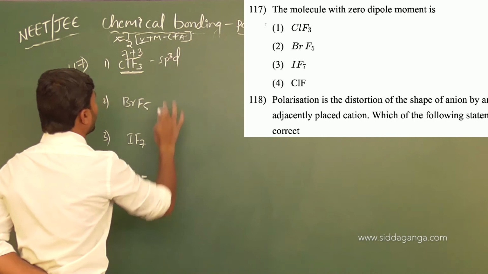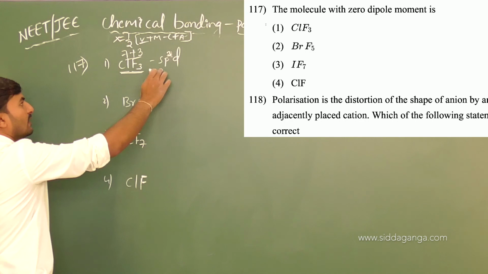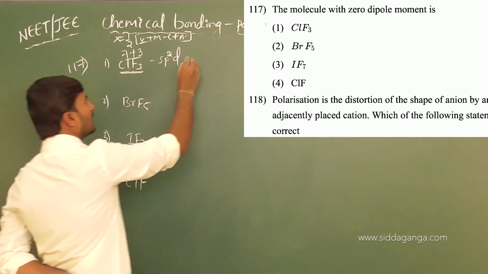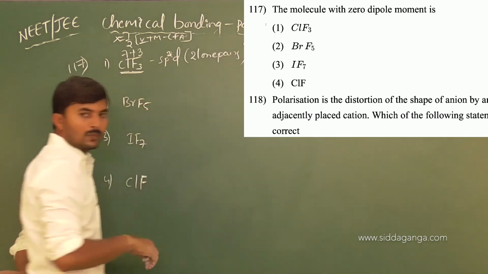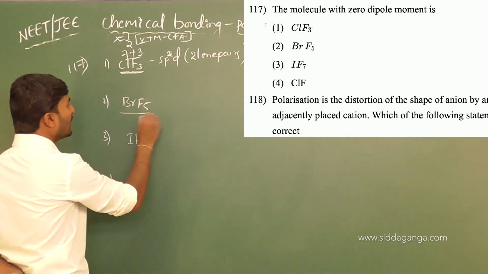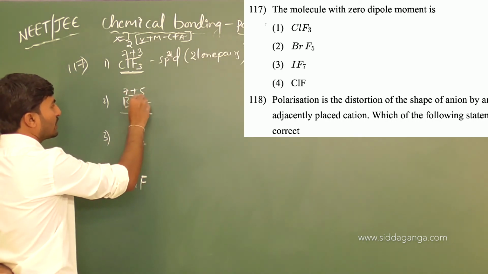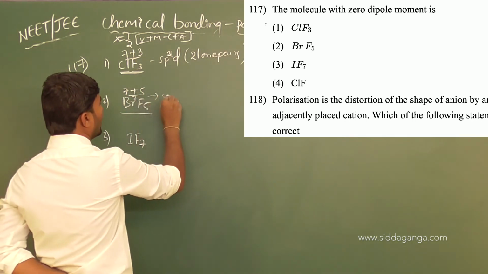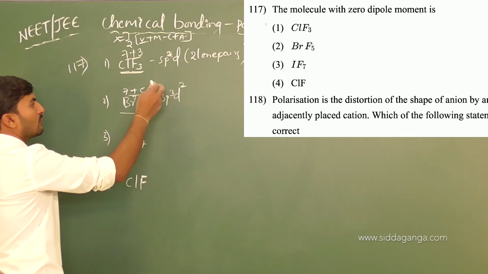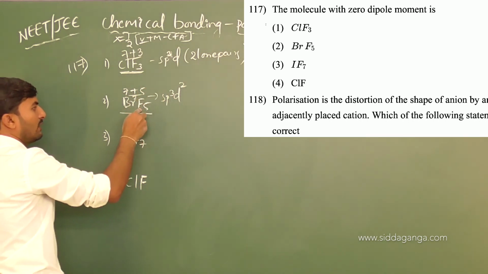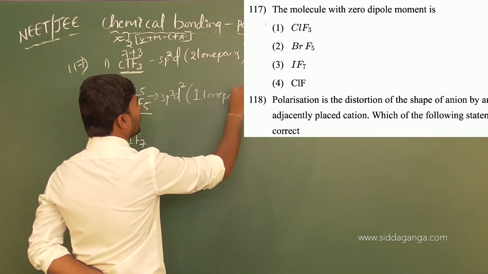sp3d with lone pairs of electrons, how many? 5 has come, the value of x. 5 minus 3, since there are 3 terminal atoms, sp3d with 2 lone pairs. Followed by BrF5. Again 7 plus 5 is 12, 12 by 2 is 6. 6 means sp3d2 hybridization. Number of terminal atoms is 5, that means value of x is 6, so 6 minus 5 equals 1, that is a single lone pair.